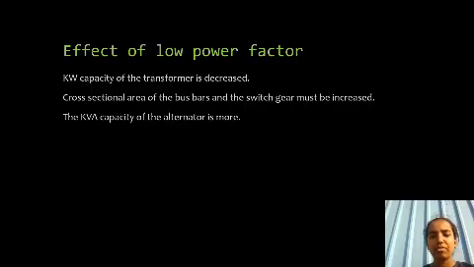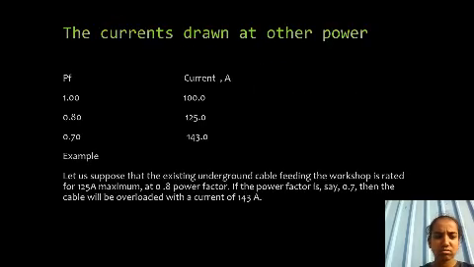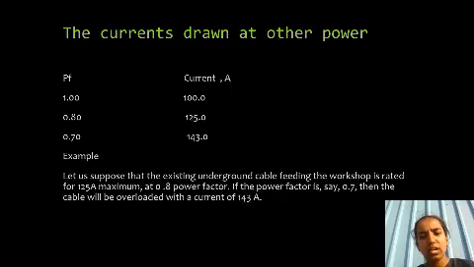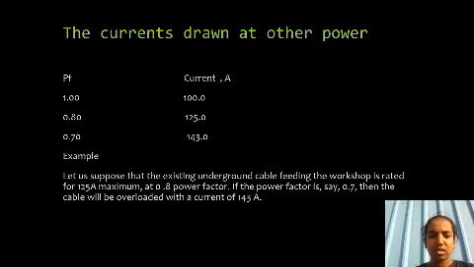Effect of low power factor. The kW capacity of the transformer is decreased. The cross-sectional area of the bus bars and the switchgear must be increased. The kVA capacity of the alternator is more. Current drawn at different power factors. When PF value is 1, current is 100 amperes. For 0.8, current will be 125, and for 0.7, current would be 143 amperes.